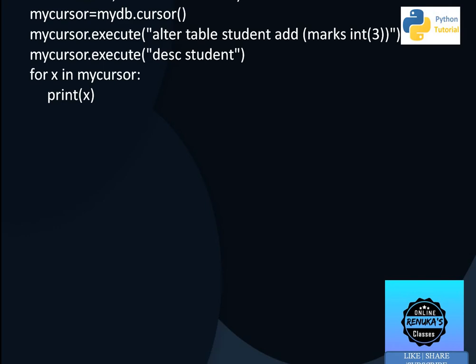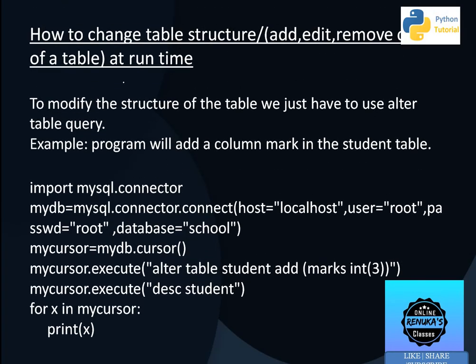Next is how to change table structure. In our previous videos we have discussed how to start connectivity of SQL with Python. First was to import the connector, then with the help of the connector's connect function we connect the database with Python, and we create one object. With this object we create one cursor object, and with the cursor object we execute the query.